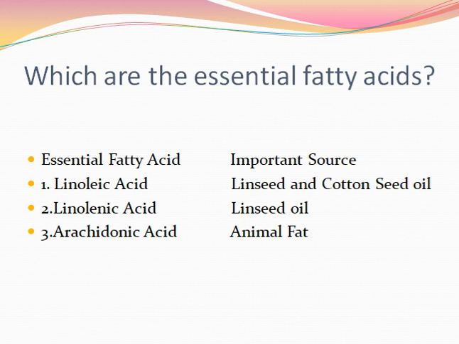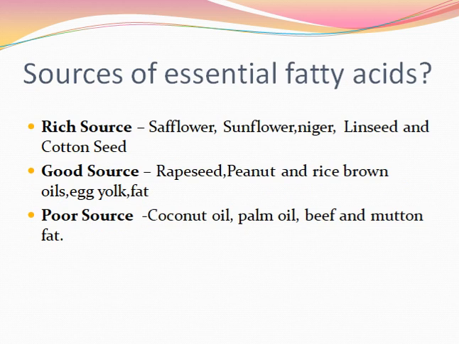What are the sources of fatty acids? These can be grouped into the following: rich sources, that is safflower, sunflower, Niger, cottonseed, linseed, corn, sesame, and soybean oils. Then good sources of essential fatty acid are rapeseed, peanut, and rice bran oils, then egg yolk fat and pig body fat. Then poor sources of fatty acids are coconut oil, palm oil, then vanaspati, butter, ghee, beef and mutton fat.